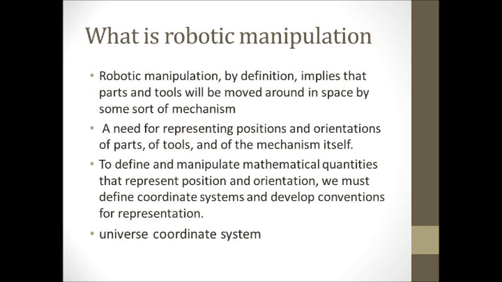What is robotic manipulation? Robotic manipulation, by definition, implies that parts and tools will be moved around in space by some sort of mechanism. This creates a need for representing positions and orientations of parts, of tools, and of the mechanism itself. To define and manipulate mathematical quantities that represent position and orientation, we must define coordinate systems and develop conventions for representation. The best known is the universe coordinate system.